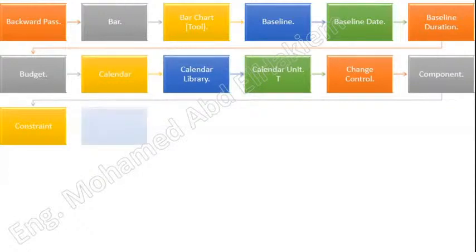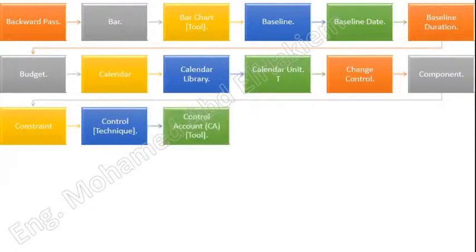Control technique. Comparing actual performance with planned performance, analyzing variances, assessing trends to affect process improvements, evaluating possible alternatives, and recommending appropriate corrective action as needed. Control account (CA) tool. A management control point where scope, budget, resource plans, actual cost, and schedule are integrated and compared to earned value for performance measurement.